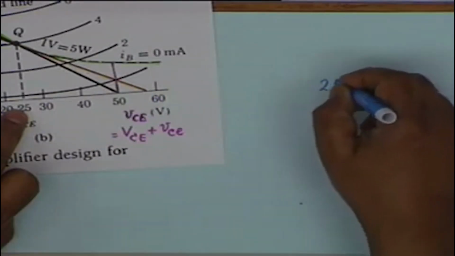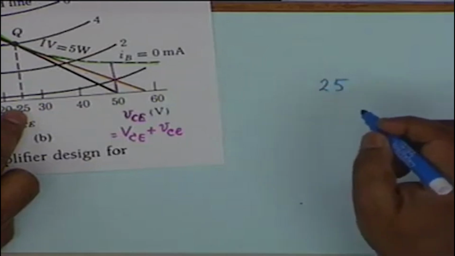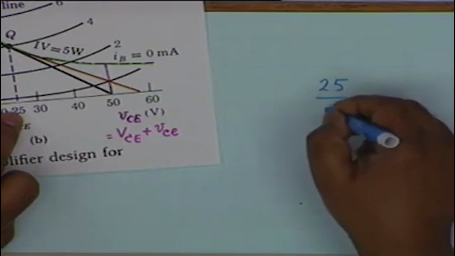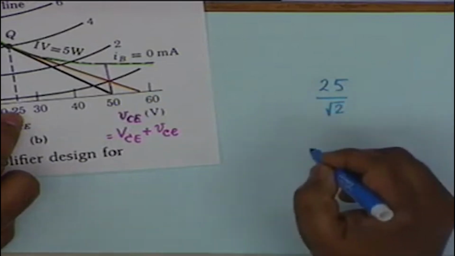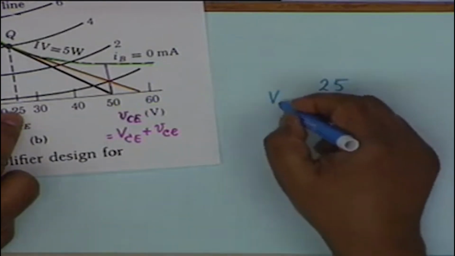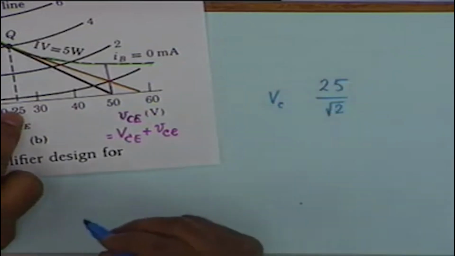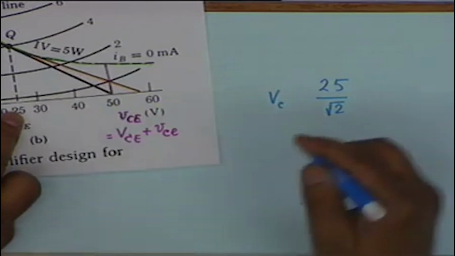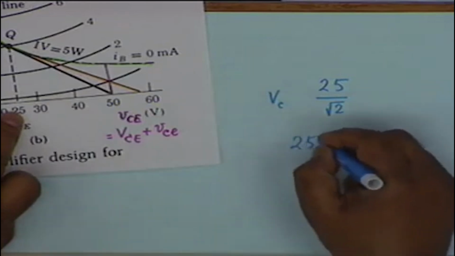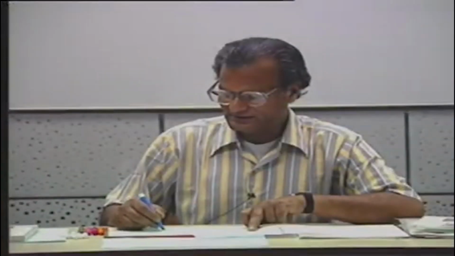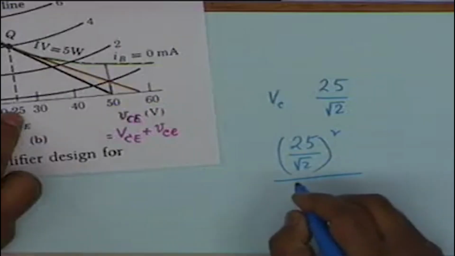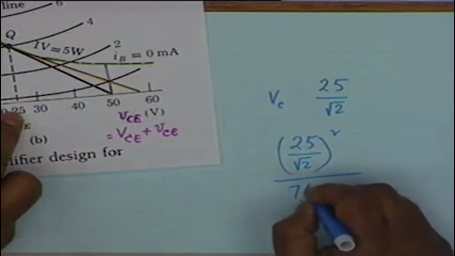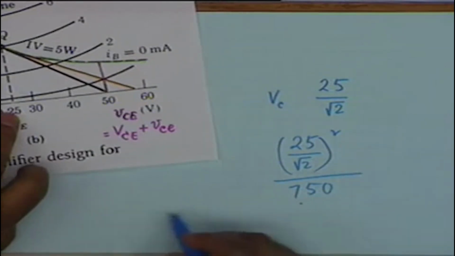So 25 volt, what is the root mean squared value? This is the peak value divided by root 2. This is Vc, the RMS value of the voltage across the load. And what is the power then? Power is Vc squared divided by RL. What is RL? 750 ohms.